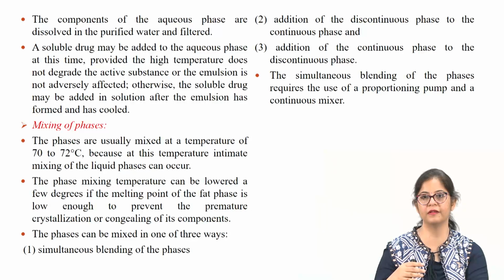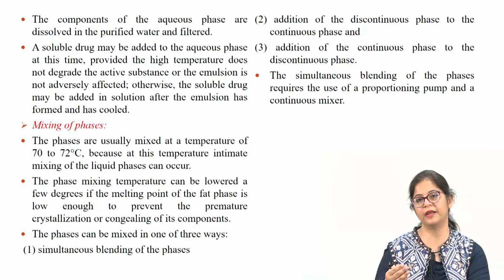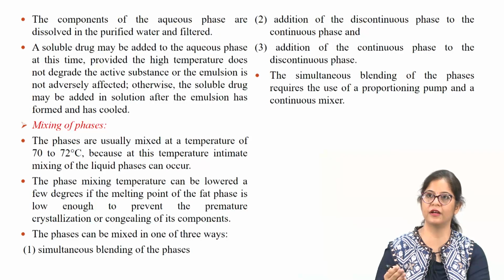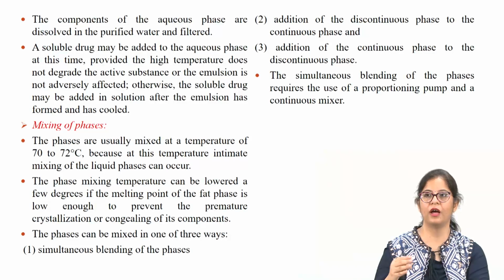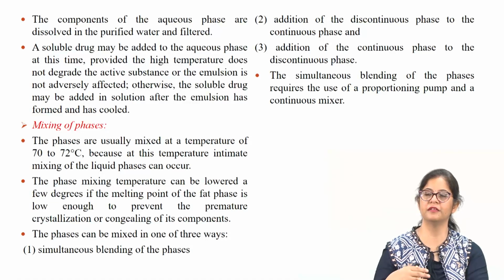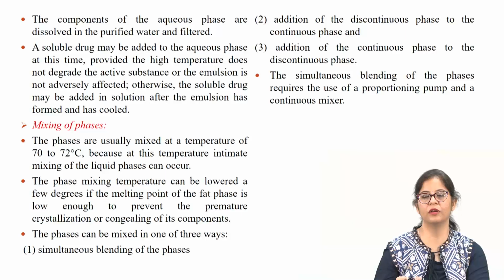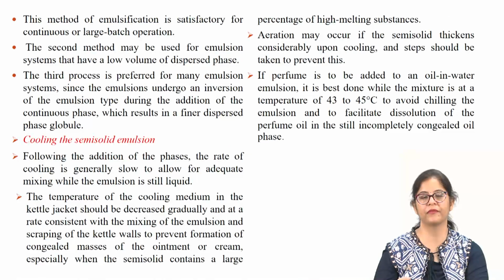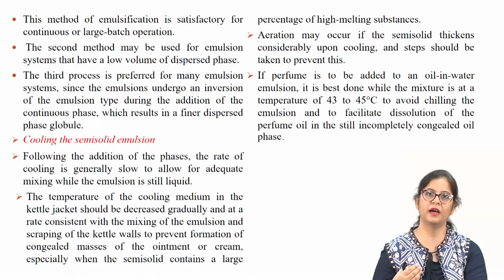The phases can be mixed in three ways: simultaneous blending of the phases, addition of the discontinuous phase to the continuous phase, and addition of the continuous phase to the discontinuous phase. The simultaneous blending of the phases is done by use of a proportioning pump or continuous mixers. This method of emulsification is satisfactory for continuous and large scale operations.